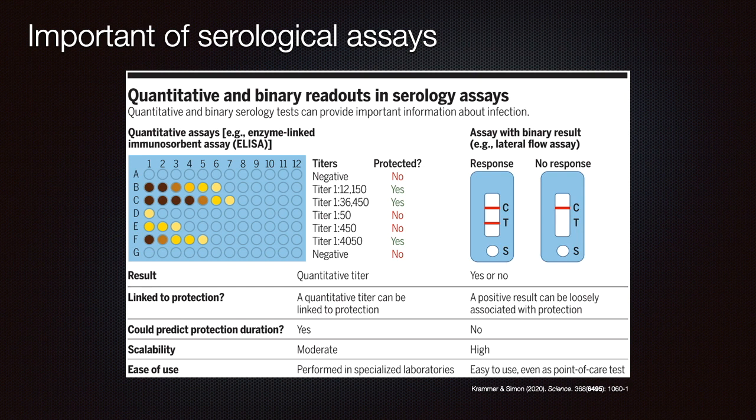This application requires just a binary decision, yes or no. As such, it can be easily developed into tests such as the one on the right side of this slide, where a simple color change can determine whether there's antibody present against a pathogen antigen. These tests can even be home tests. Several of the related serological tests are being developed for COVID now. These are very scalable and easy to use by design.